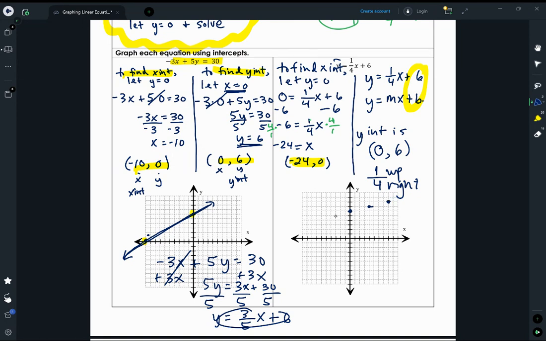If you're having trouble counting, you should definitely talk to your teacher about that. And then I'm going to connect them.